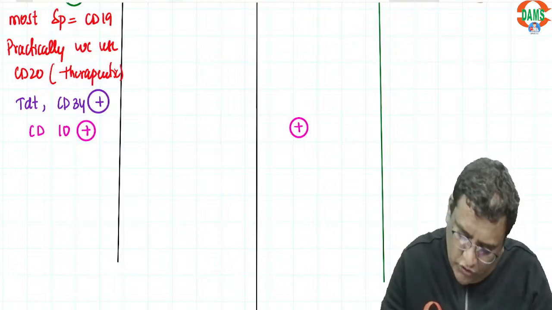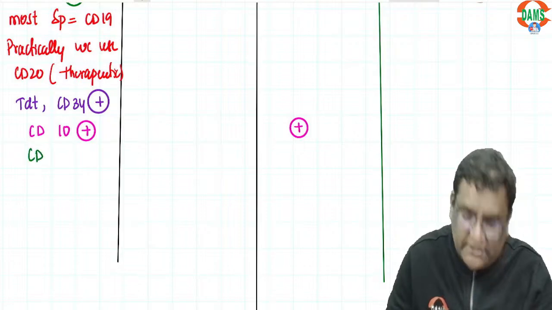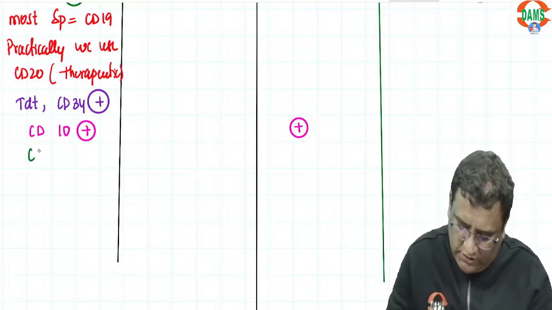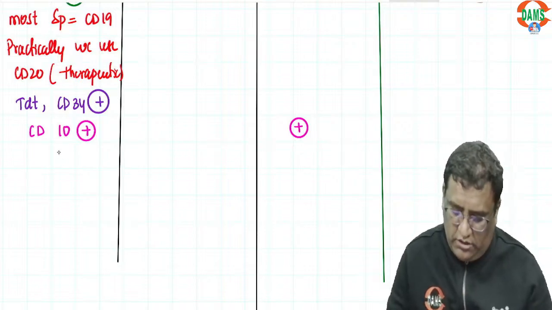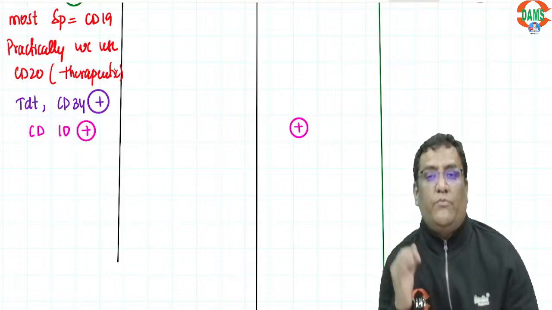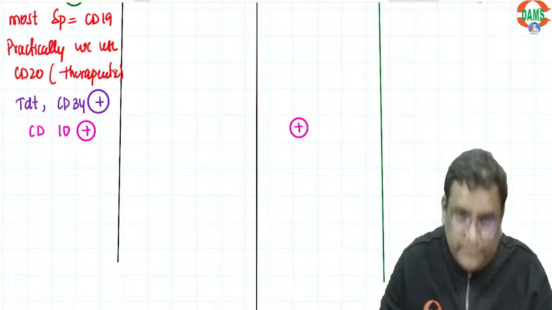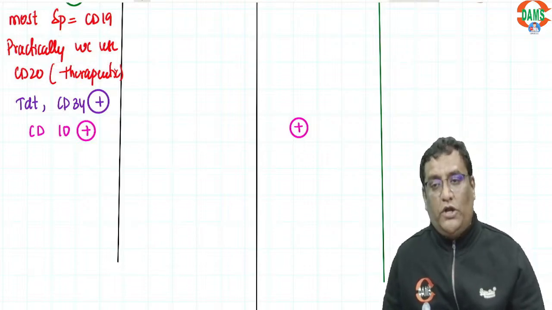The next marker I want to write is CD5. Yes, what is your answer, sir? I am looking at the chat box. Yes, I want it to be more of a discussion. I'll repeat again: 20 positive, 10 positive. What could it be? Yes, very good, absolutely. All of you are right.